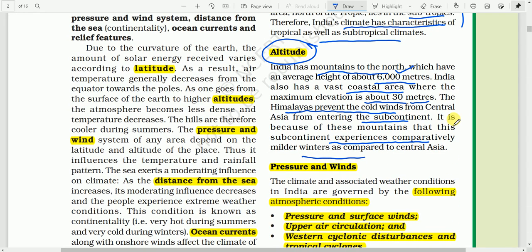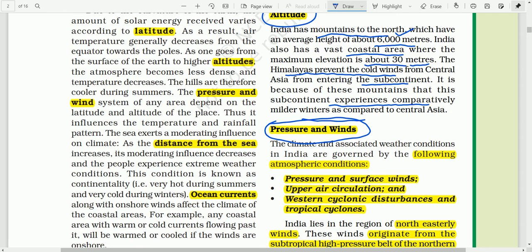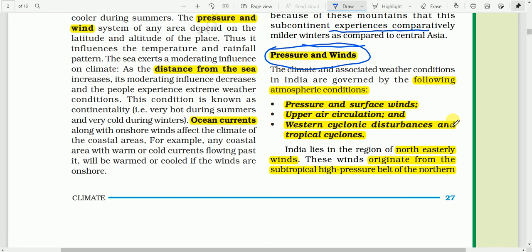Yes, sir. Okay, so the next important factor is pressure and the winds. So climate and associated weather conditions in India are governed by the following atmospheric conditions. Those are pressure and the surface winds, then upper air circulation, and the third one is western cyclonic disturbances and the tropical cyclones. Now let us see how these atmospheric conditions affect the climate of India.